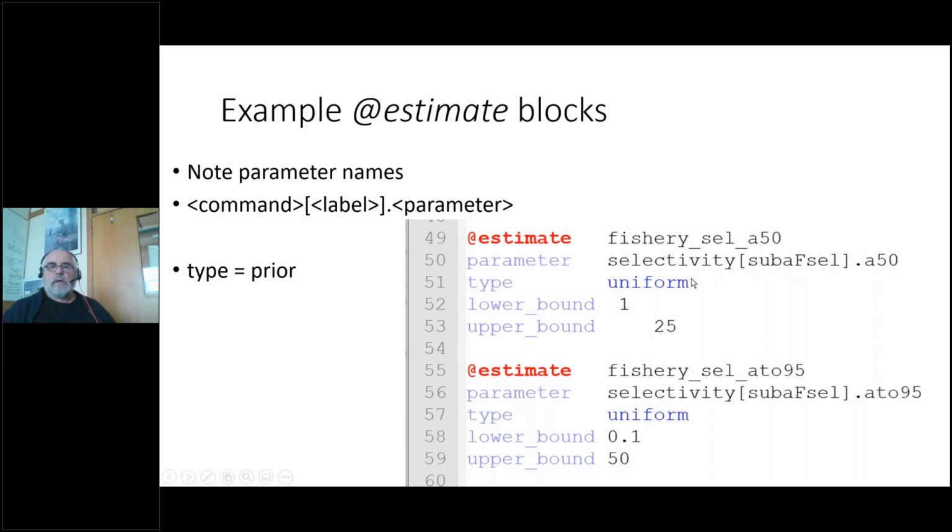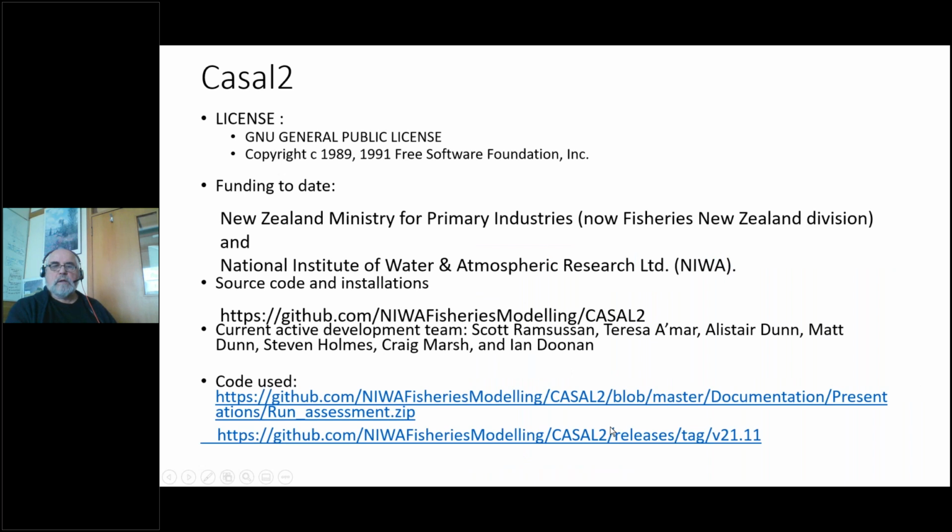a50. This type is just uniform, so that it's got a uniform prior. The lower bound is 1 and the upper bound is 25. And again, this is for the same selectivity, but you have to have a separate block for each parameter. So this is for the a_to95. And again, the type is uniform, and the lower bound is 0.1 and the upper bound is 50. And I think that's just about the end.